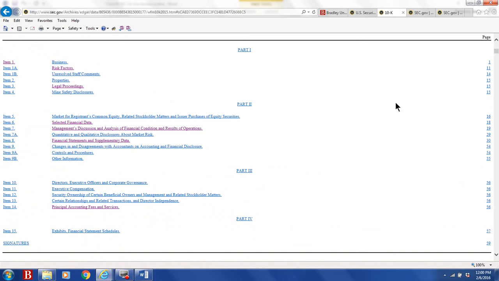From the table of contents, you can see that there's several other areas that I haven't clicked on, and we'll just highlight a few, and you get the idea why this is important for disclosures to investors and potential investors.